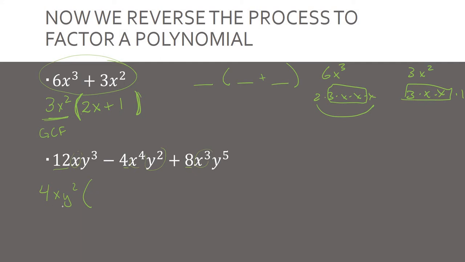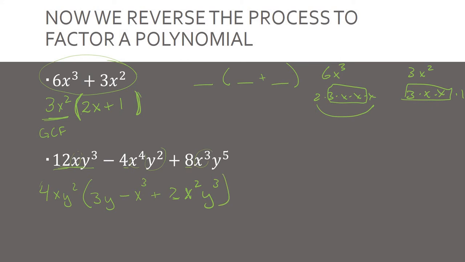Now we've got to think about, what do I multiply this 4xy squared by to get each term? Well, 4 times 3 gives me 12. X times 1, so that's the x is good. The y squared, we need another y to get my y cubed. The middle term, I already have my 4. I've got one of the x's, so I need an x cubed, and the y squared matches up perfectly. Then to get the last term, 4 times 2 is 8. X times x squared is x cubed, and y squared times y cubed is y to the 5th.